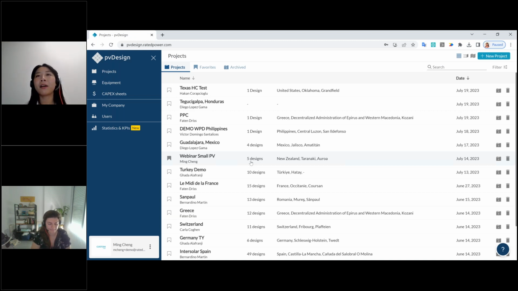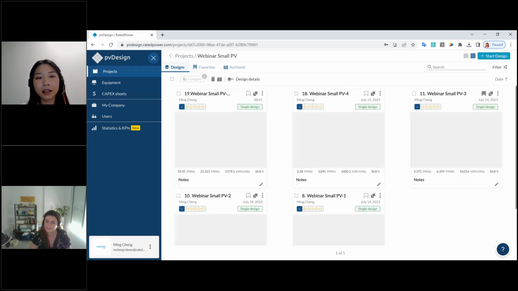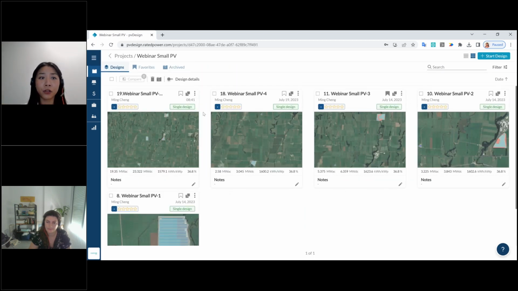And also, at the end today, I hope you have a solid understanding of the steps you will need in pvDesign to develop your small solar plants, smaller size solar plants. Okay, so I have prepared a project folder for today's session. By clicking on that project, I am in the project folder right now.